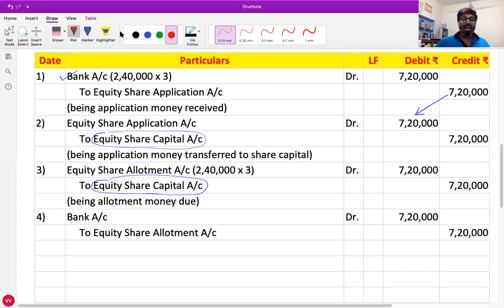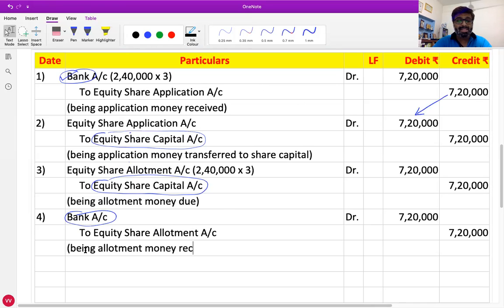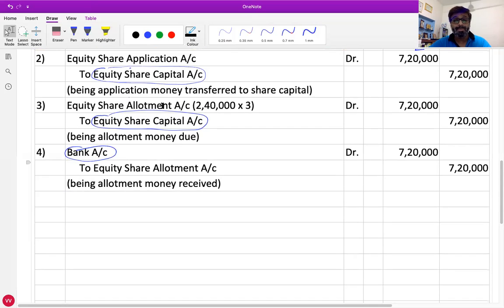So in application, first we receive the money, then we transfer to share capital. In allotment, first we transfer to share capital, then we receive the money. Is everyone clear with this? Yes, sir. Being allotment money received.